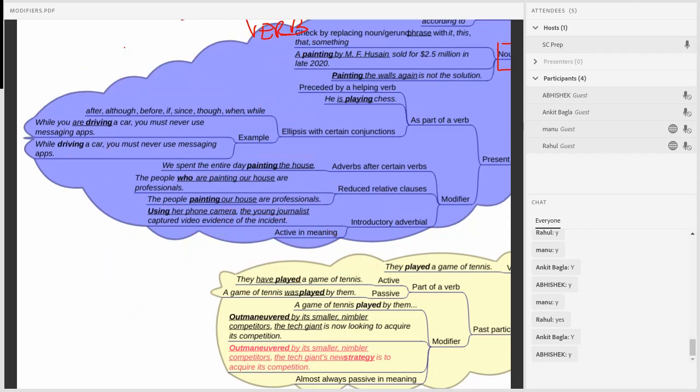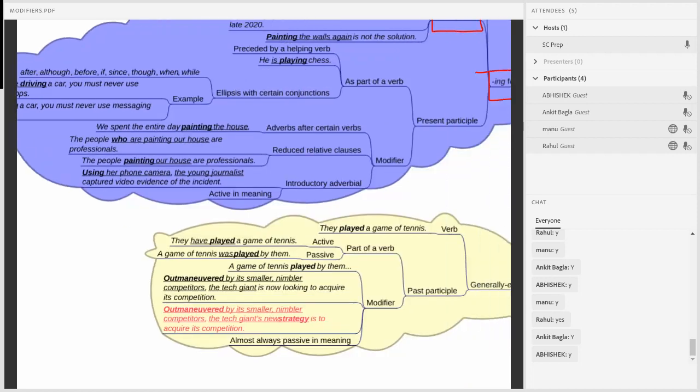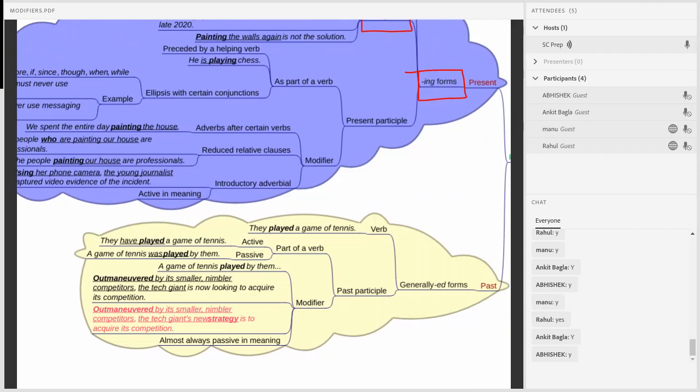Now, one last thing about present participles. Present participles are active in meaning. So keep this in mind. We'll discuss why this is important later on. But just remember this: present participles are active in meaning. All right, now let's come to the last part of the discussion, which is past participles.